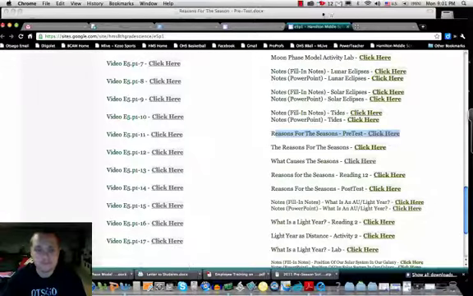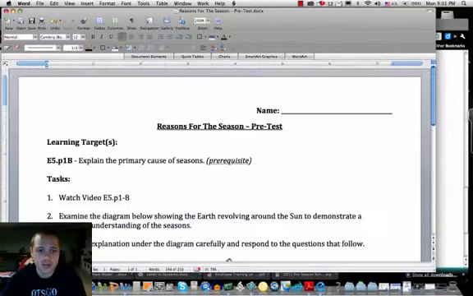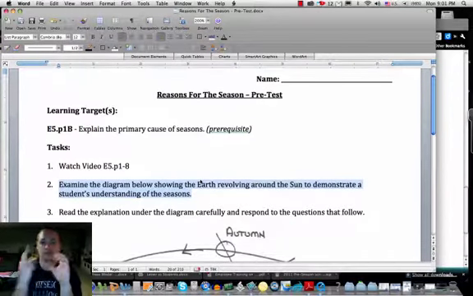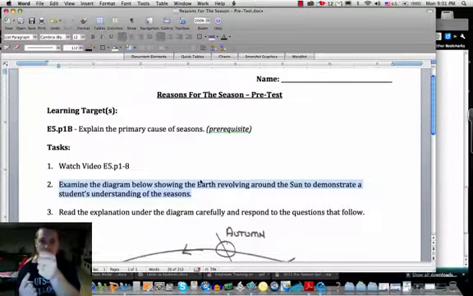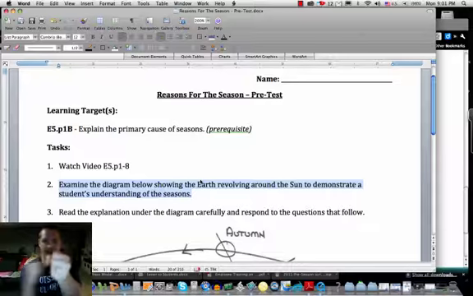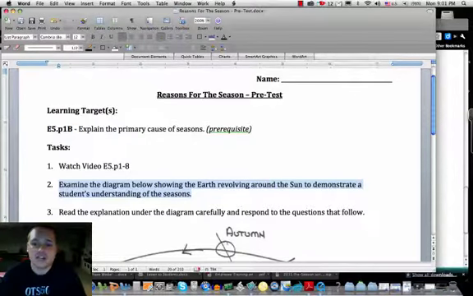When you do that, you'll be given this, which is going to ask you to examine the diagram below showing the Earth revolving around the Sun. Again, rotation is when you're on your axis, revolution is when you are spinning around another object. Okay, to demonstrate the student's understanding of the seasons.